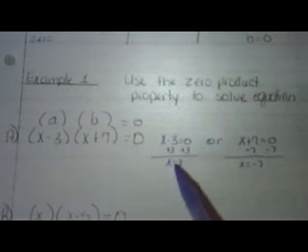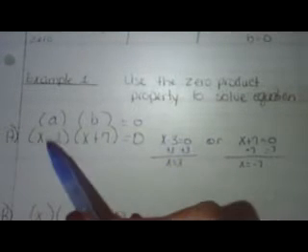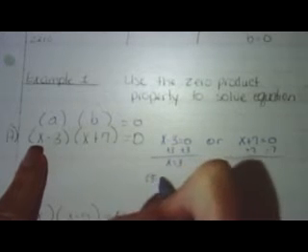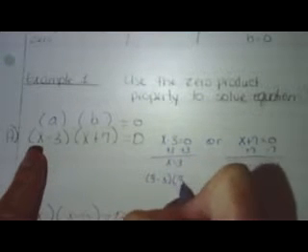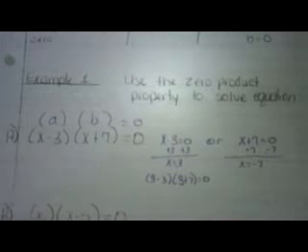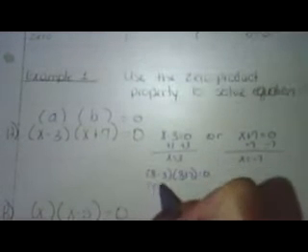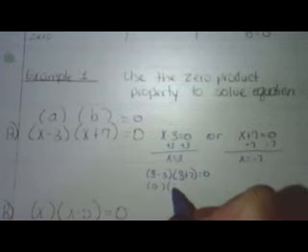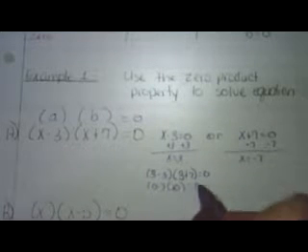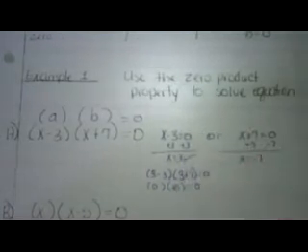So my first solution, I'm saying that x is 3. So let's plug in 3 for x into my original equation. So I'm going to have 3 minus 3 times 3 plus 7. Does that equal 0? 3 minus 3 is 0. 3 plus 7 is 10. 0 times 10 does equal 0, so 3 is a correct solution.